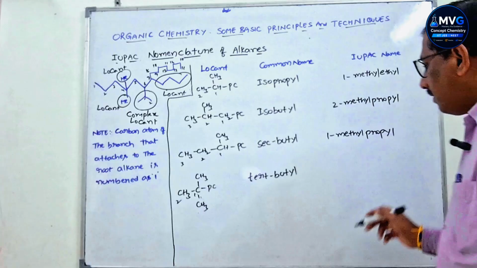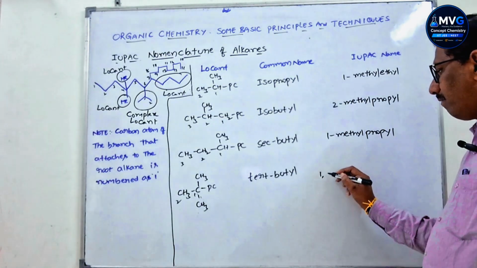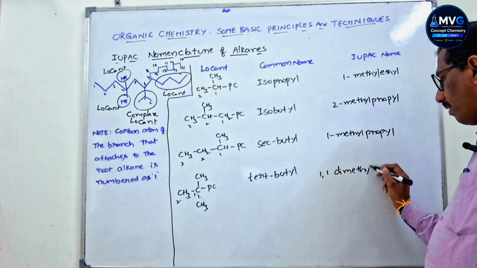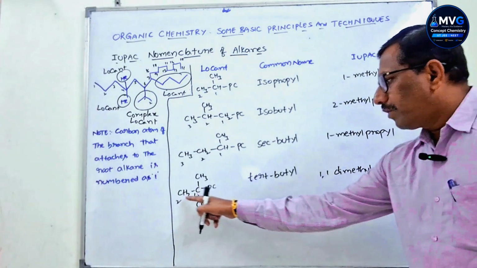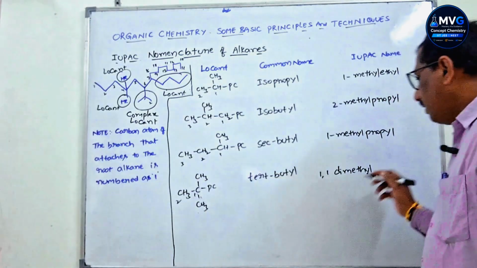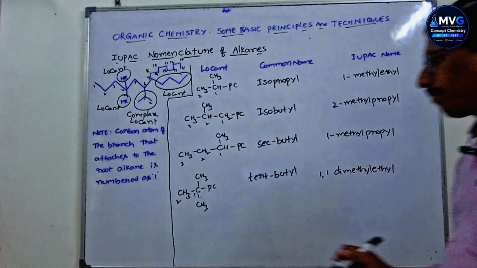Next, first position 2 methyl groups are there, no? That's why 1,1 dimethyl. Root word, students: first position 2 methyl groups are there. 1,1 dimethyl. Root word, 2 carbons are there. Ethyl.